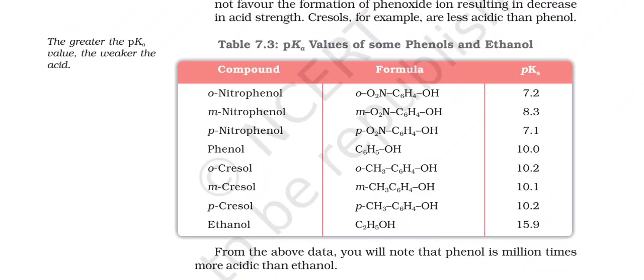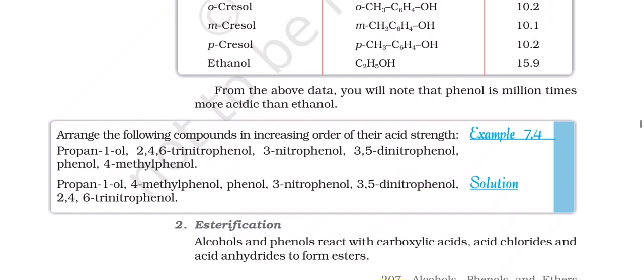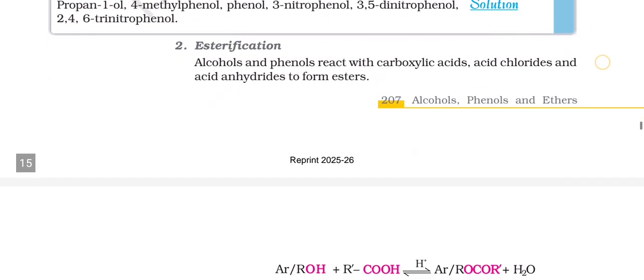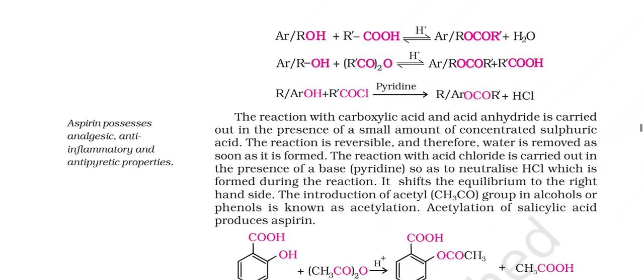On the other hand, electron releasing groups such as the alkyl group, in general, do not favor the formation of phenoxide ion, resulting in a decrease in acidic strength. Cresols, for example, are less acidic than phenol. From the above data, you will note that phenol is millions of times more acidic than ethanol.